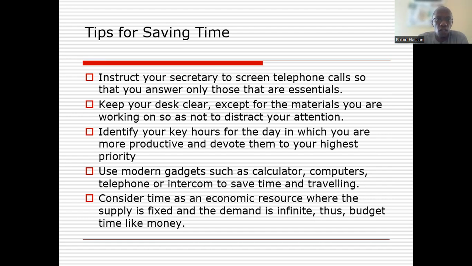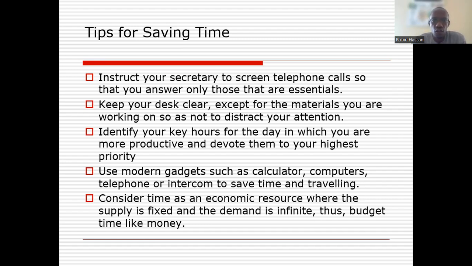And then keep your desk clear, except for the material you are working on, so as not to distract your attention. When your desk is clear, you understand, that will help you to focus on what is before you. But when you scatter everything on your desk, a lot of files and all this, your mind will be dribbling, thinking of which one to work on in most times. So it's very important to clear your desk all the time.